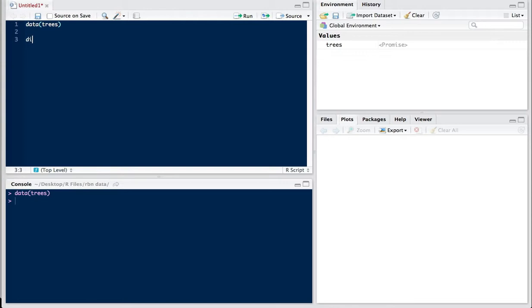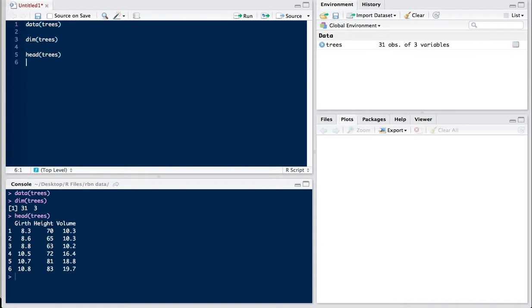And let's ask, how big is this data frame? It's a dimension command, and we can see there are 31 rows. Each of those corresponds to a different tree, and there are 3 different variables associated with each tree. Take a look at the first few rows of the data frame using the head command, and we see we have girth, height, and volume for each of those 31 trees.